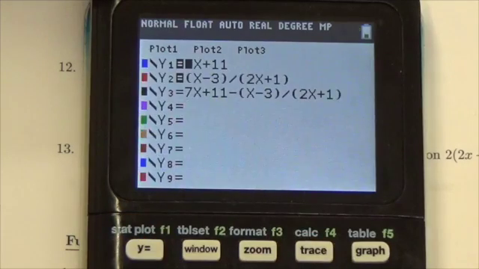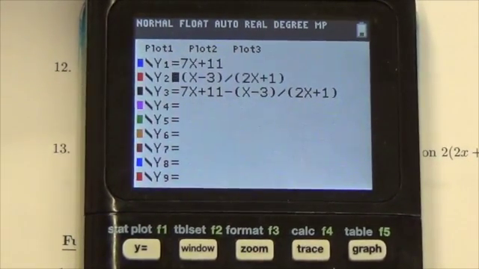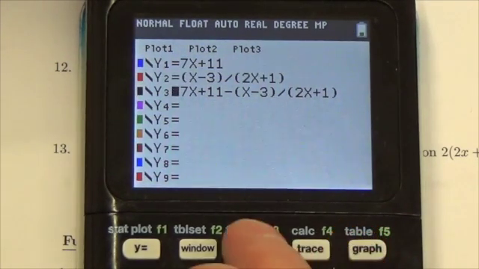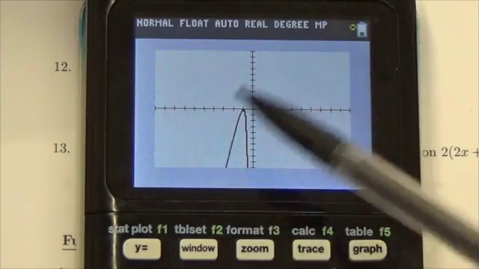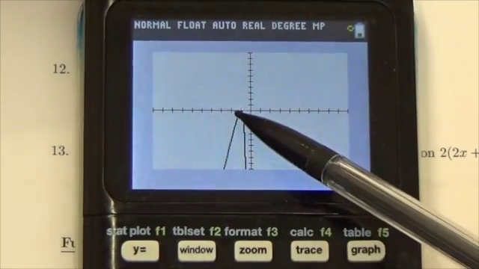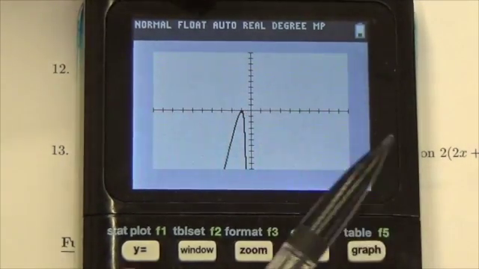So here's what we're going to do. I'm going to go back to my y equals and turn these guys off, and I'll turn this function on. I'll press zoom standard again, zoom number 6, to go back to my standard zoom settings. And there's my function. Now it comes up, just hits the x-axis and goes back down.